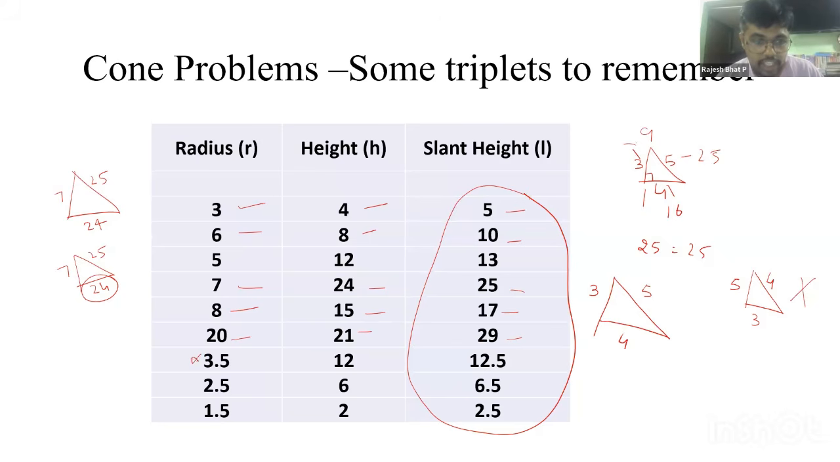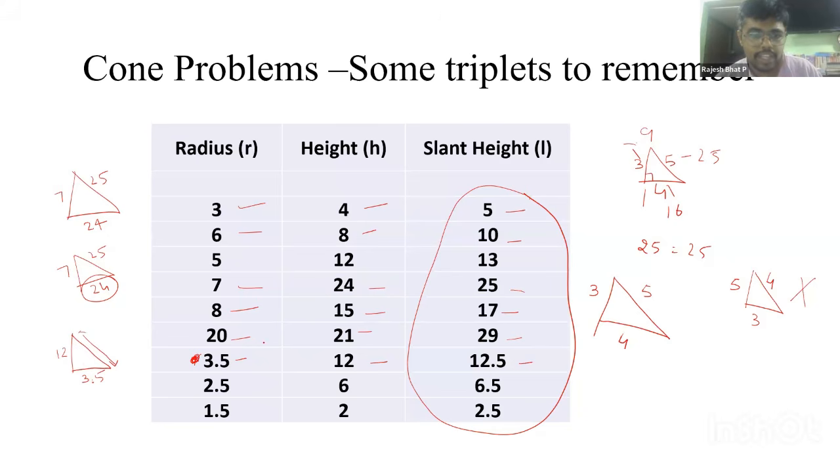This is important. See, this starred one is asked: 3.5, 12, 12.5. If you see one problem in your model paper, they have given a cone, and the radius is 3.5, and this is 12.